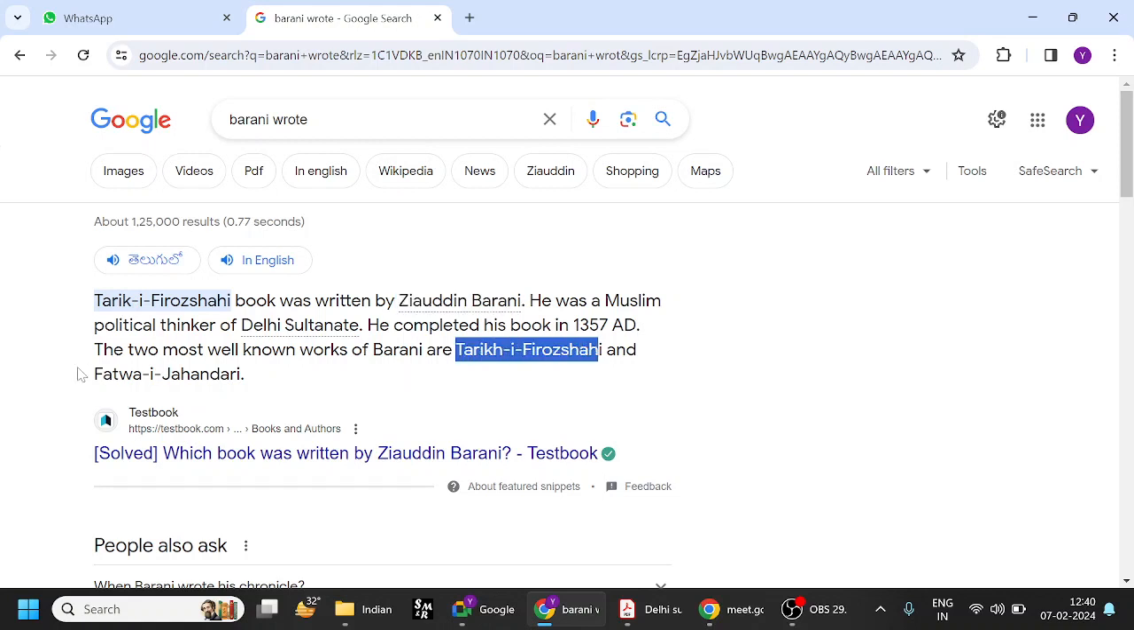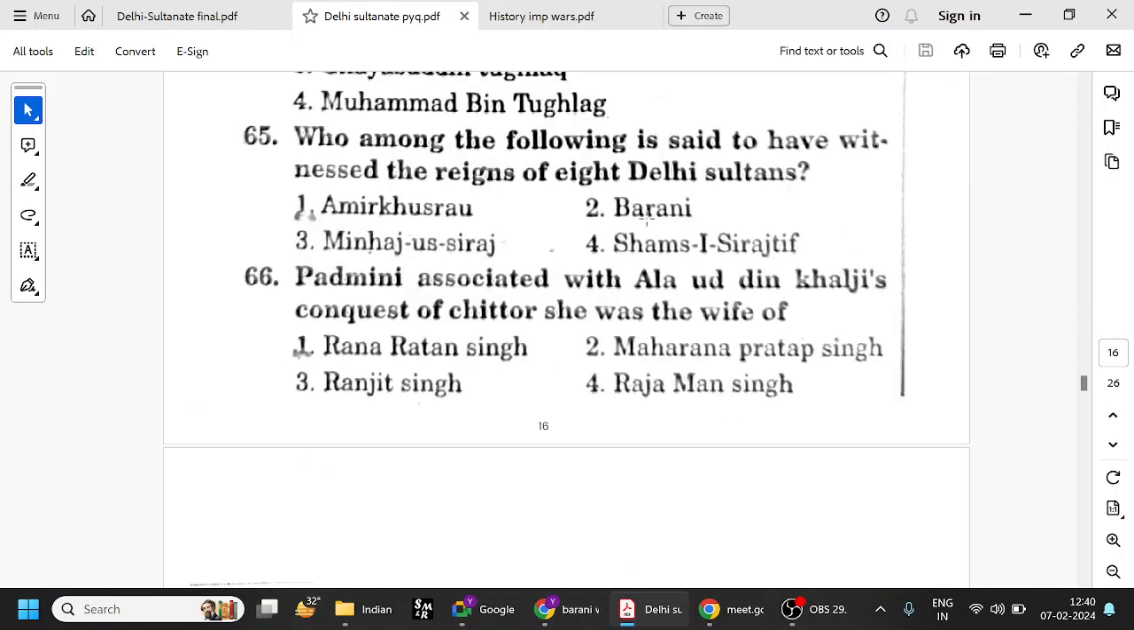Tarikh-i-Firoz Shahi and Fatwa-i-Jahandari. Try to remember that also. Two books by Ziauddin Barani. So Barani is also very important. Tarikh-i-Firoz Shahi, and Futuhat-i-Firoz Shahi written by Firoz Shah, and Fatwa-i-Jahandari. Minhaj us Siraj is Tabaqat-i-Nasiri and Amir Khusro is called Tuti-e-Hind and father of Urdu literature.